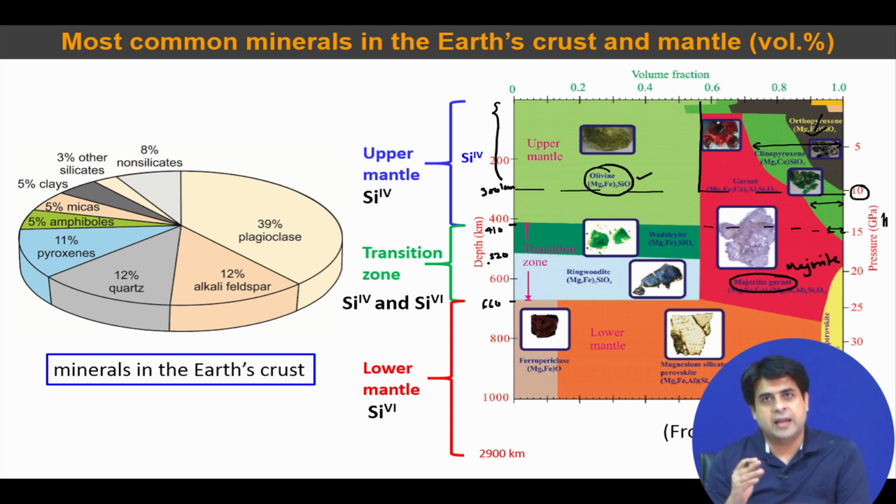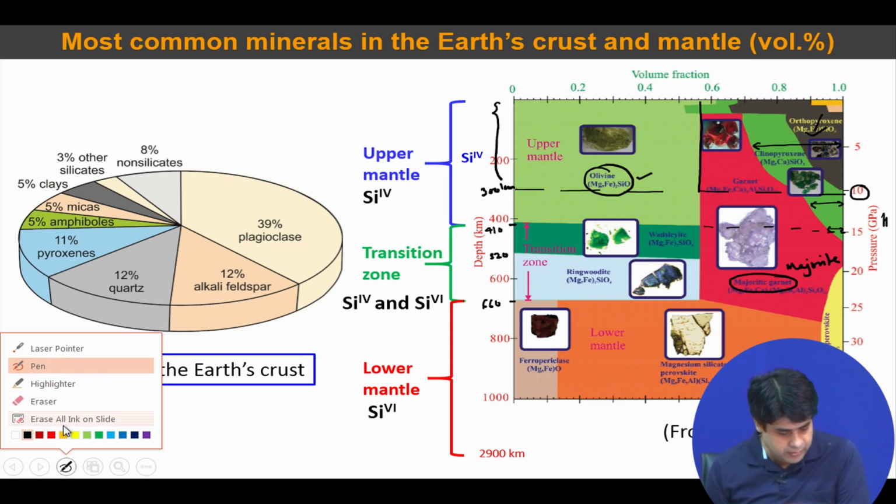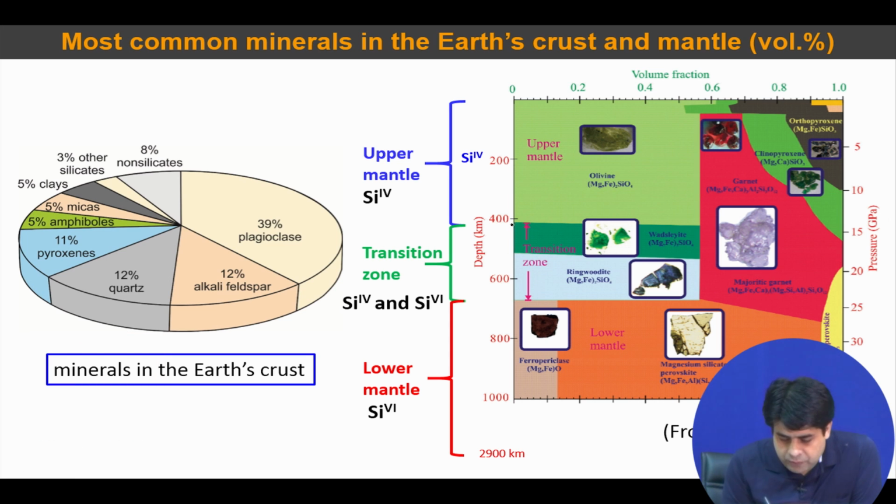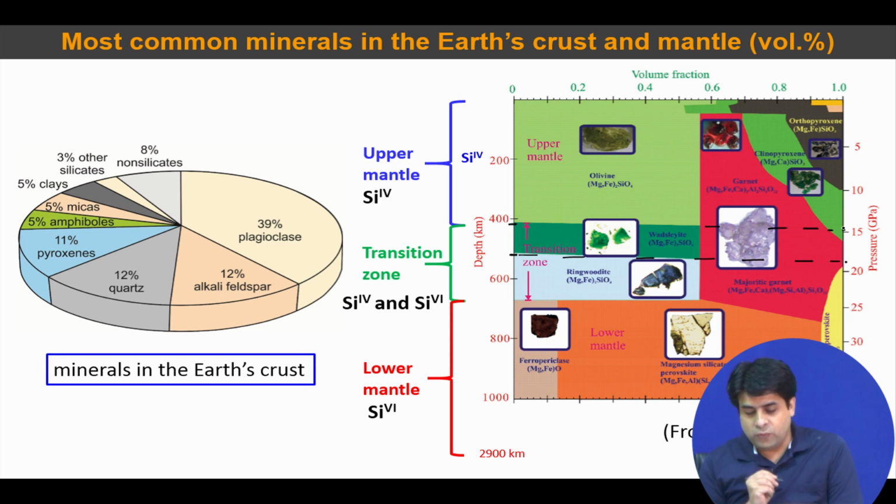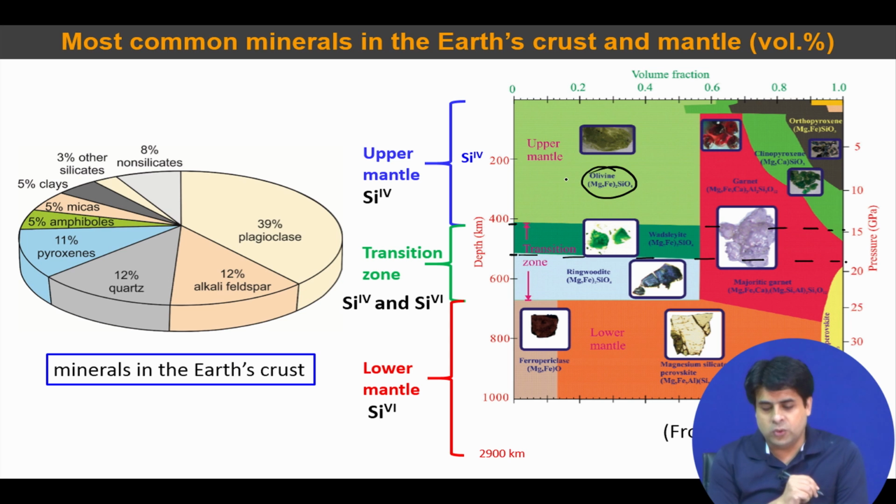And what exactly happens here, if you see from 410 to 520 kilometer, if you draw one horizontal line from this depth. Okay. So what you will observe in the transition zone is that your olivine, which has an orthorhombic structure, basically changes its structure.